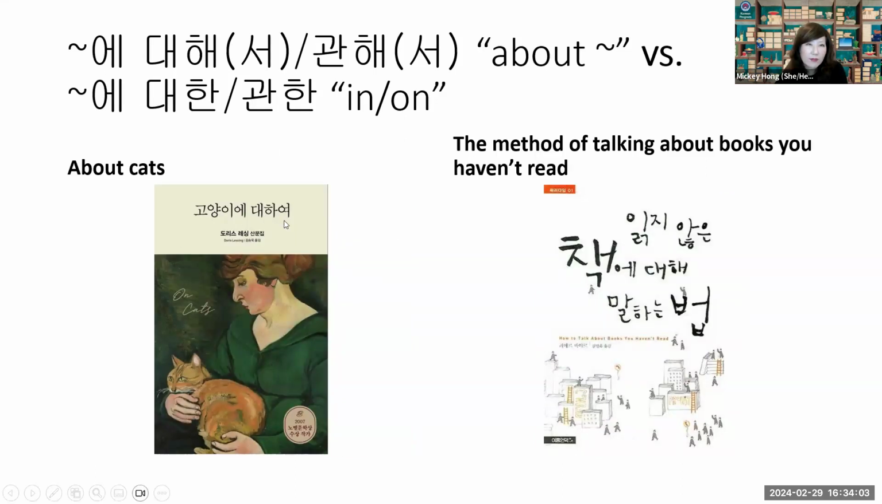고양이에 대하여. Okay, about cats. 읽지 않은 책에 대해 말하는 법. The method of talking about books you haven't read. Okay, talking about those books that you didn't read. The method of doing that. So 대해, 서 is optional.